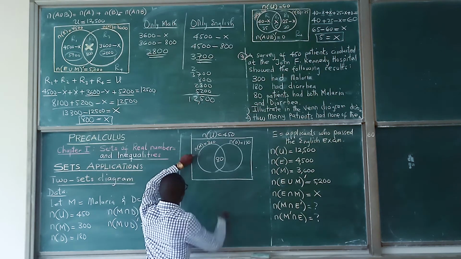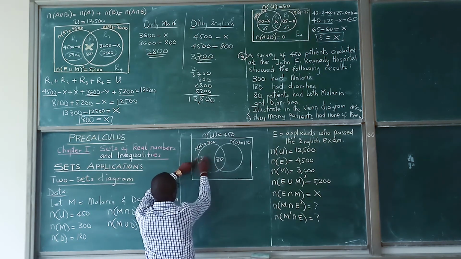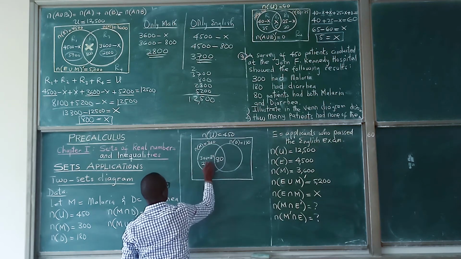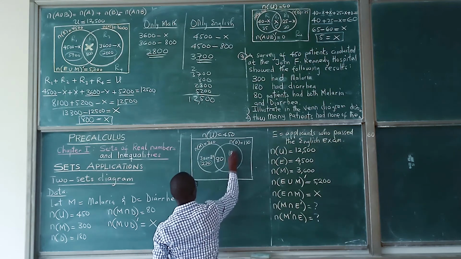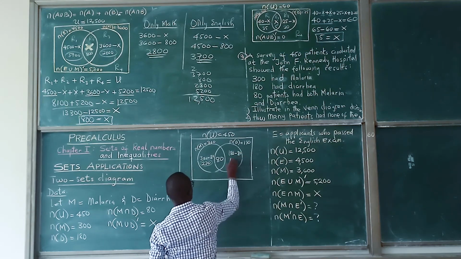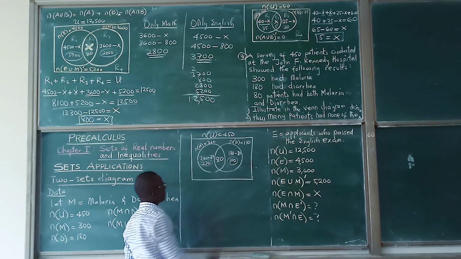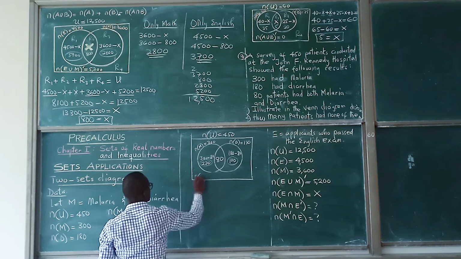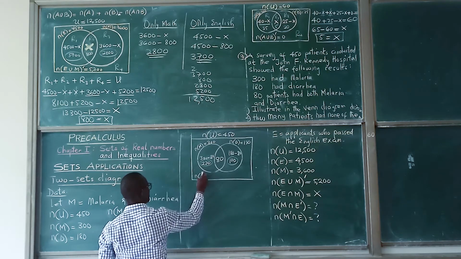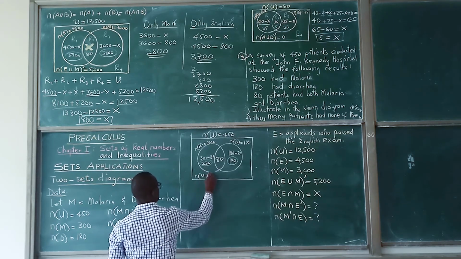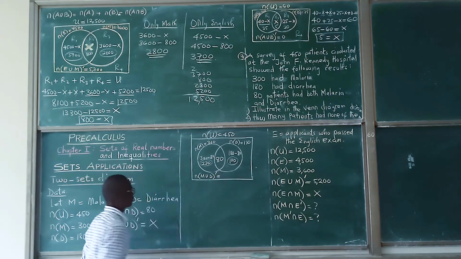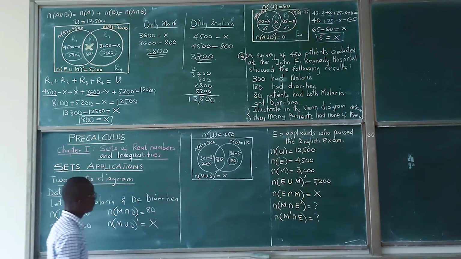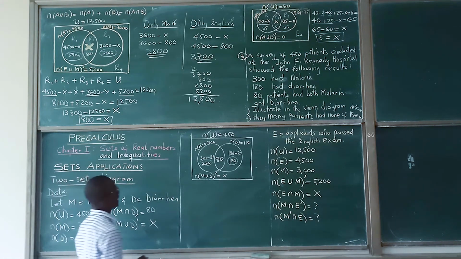To know how many persons have only malaria is just 300 minus 80, which is 220. This is 180 minus 80, which is just 100. So 100 patients have only diarrhea, and 220 patients have only malaria. Now, what about patients that do not have malaria and diarrhea? That is a question mark. We do not know. So we find the number of patients with neither malaria nor diarrhea.